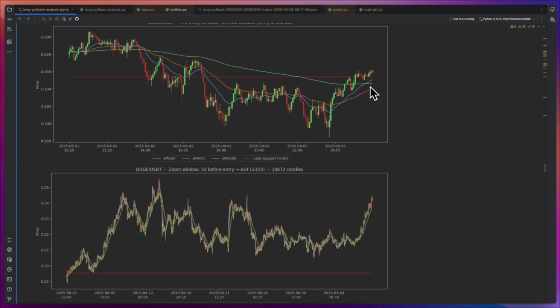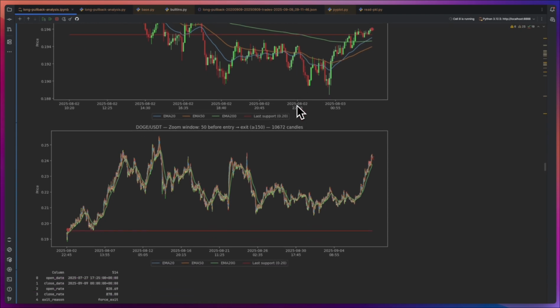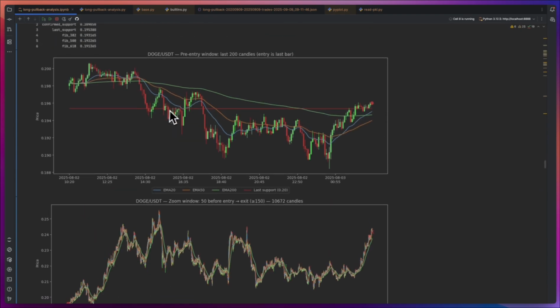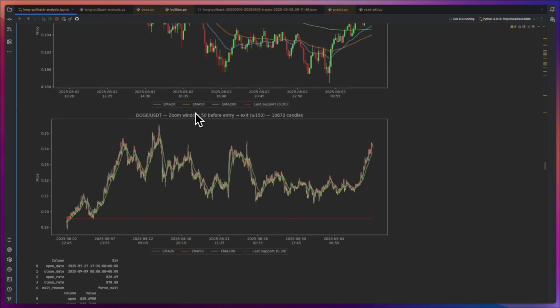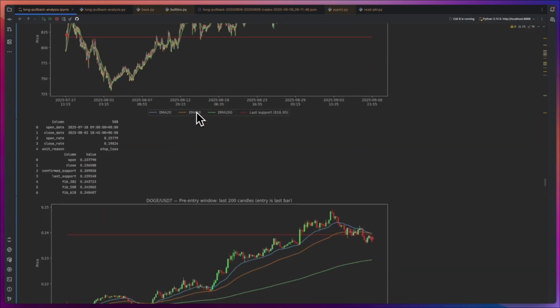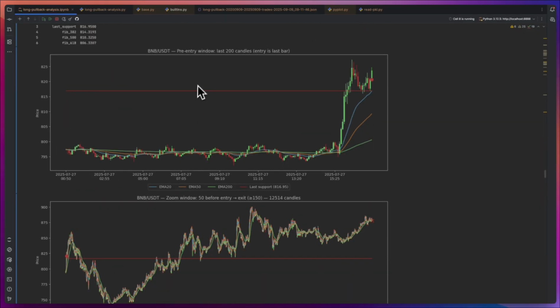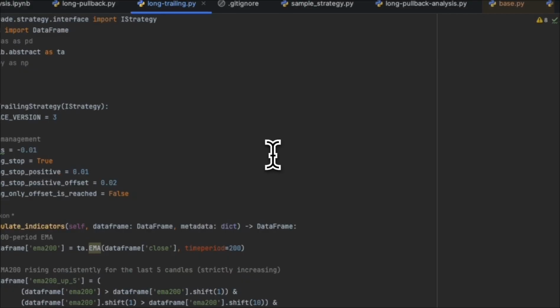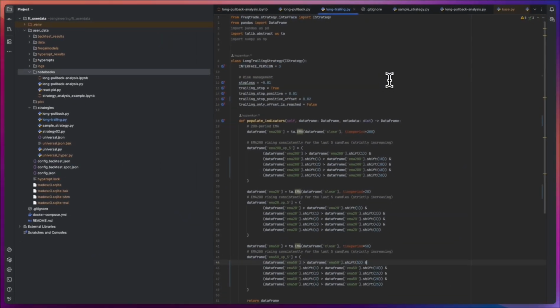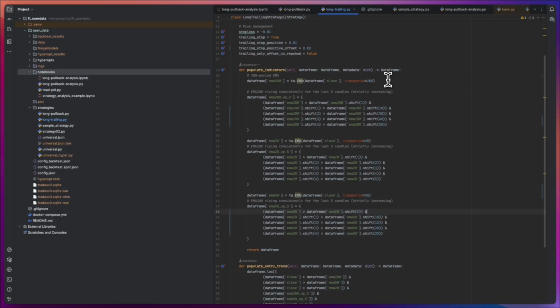And then where there are intersections, one sloping downwards, we can consider using this more complicated approach running on pullbacks and then see how this strategy is performing. So let's do it right now. Okie dokie. So I created this strategy. I call it long trailing strategy, which is really straightforward.